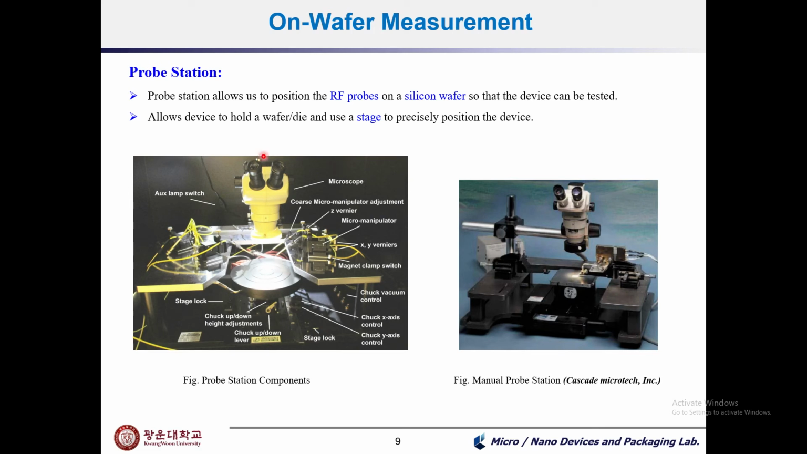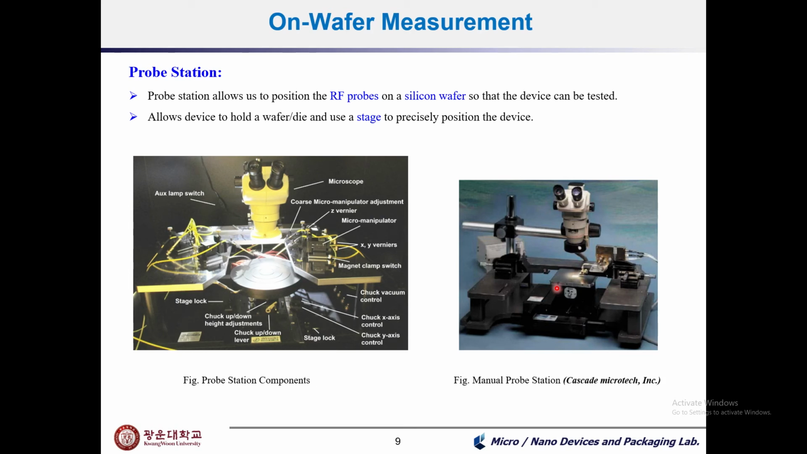This also allows the device to hold a wafer or die and use the stage to precisely position the device. Depending upon how the chuck is moved and how the wafer is loaded, probe stations are of two types. One is the manual probe station, which is especially used in laboratory testing, where the wafer loading and the chuck movement are manual.